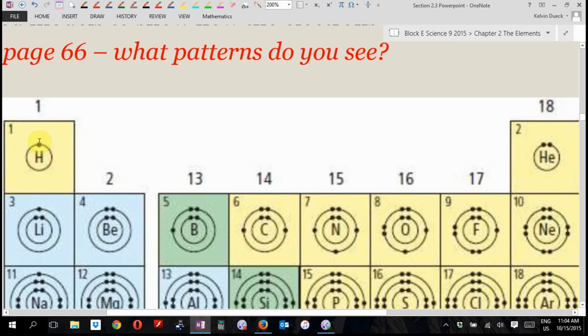So here's hydrogen. It has 1 electron, because its atomic number is 1. Helium has 2 electrons, and this first shell can only hold 2. Now the shell is full. If you tried adding an extra electron, it would end up as the first electron in the second shell. Lithium has 2 inner electrons and 1 outer electron for a total of 3. Beryllium has 2 and 2 for a total of 4.